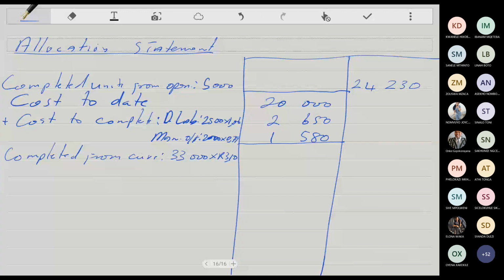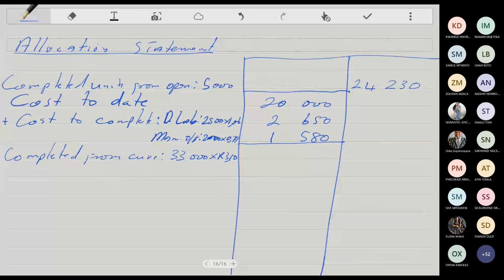So do the same thing again in the allocation. Don't multiply anything. Total completed 38,000. Then just add the two values. Add here 24,230. So you'll have 126,530. That's going to be your cost.